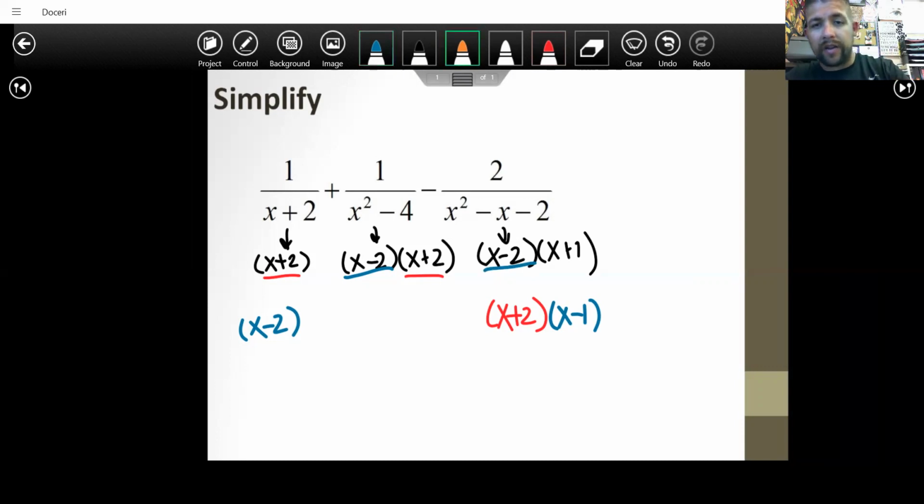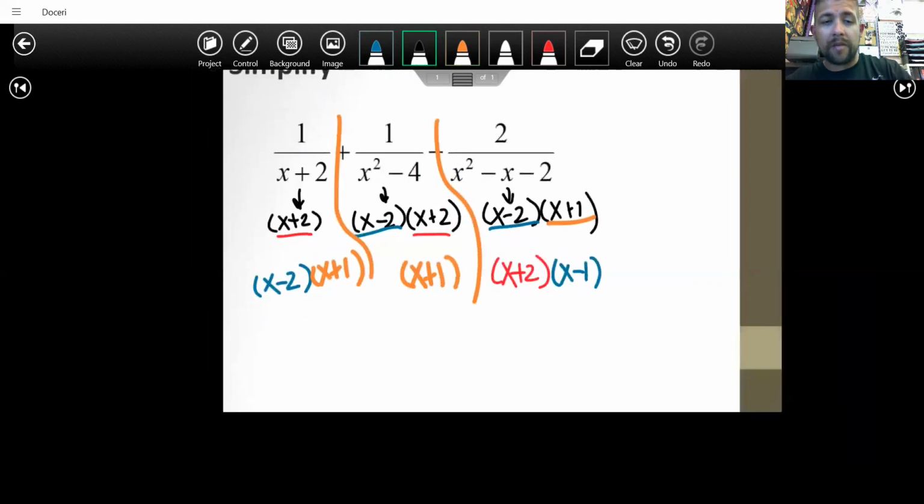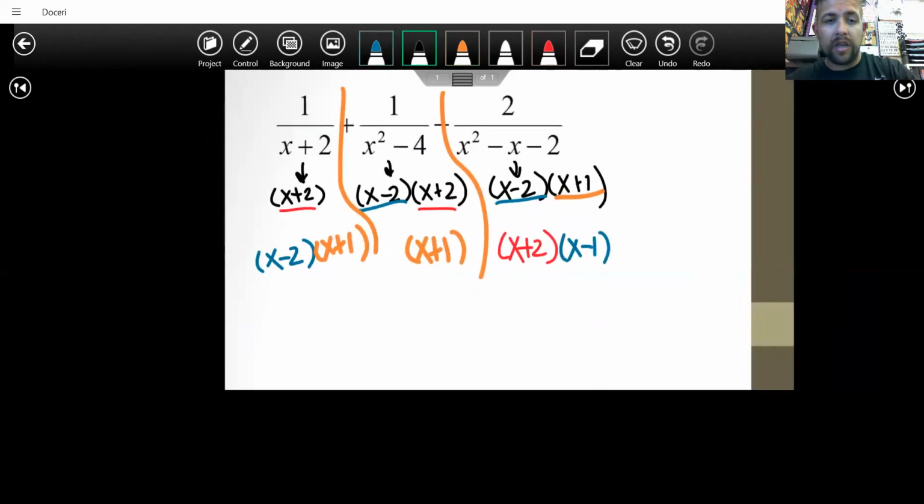And then we actually have an x plus 1. So I'm going to add this x plus 1 here because we're missing it. And we're missing the x plus 1 on this one. So I'm separating them so you guys can see them a little bit better, but these are what we're missing for each of them. Our common denominator between these will be x minus 2, x plus 1, x plus 2, and it looks like x minus 1.